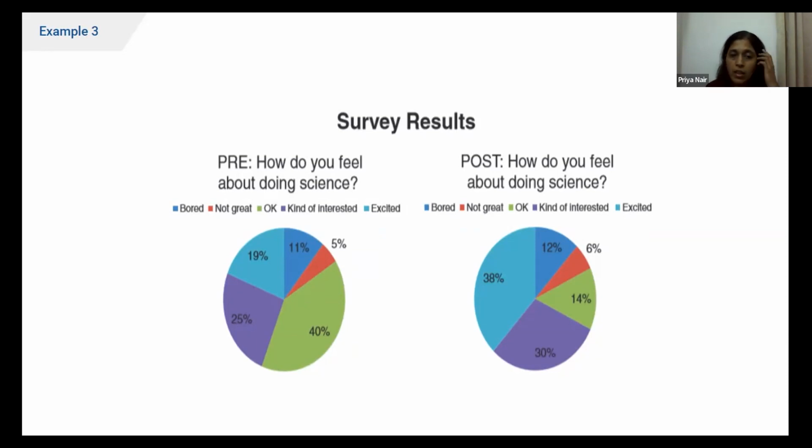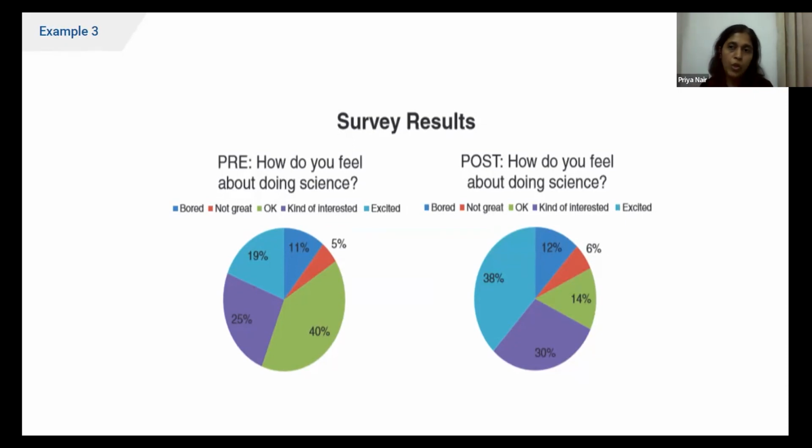And if you look at the graph before the program, there are 40% of students who are just okay with the field of science, right? And 19 to 25 percent are kind of interested and excited. But after the program, you will see the number of people interested and excited has increased, and the okay ones have decreased. Right? So there is a definite change.